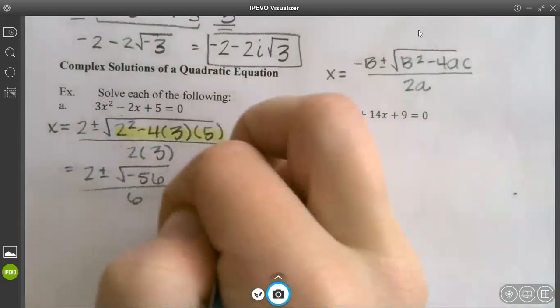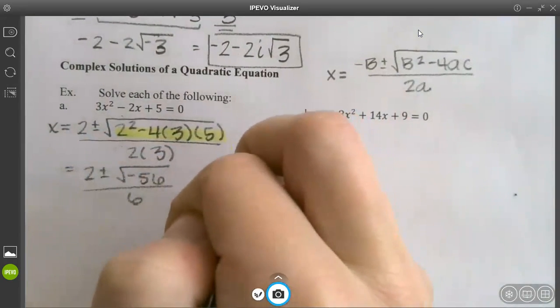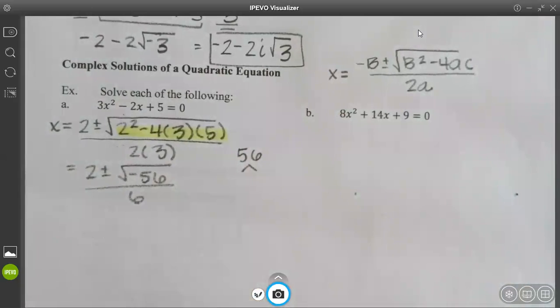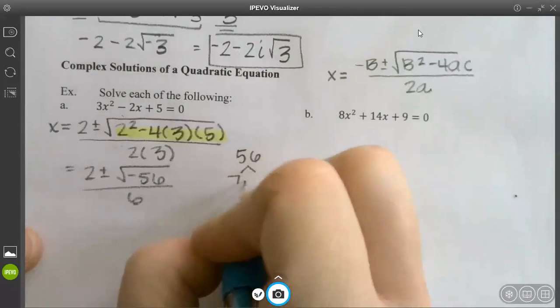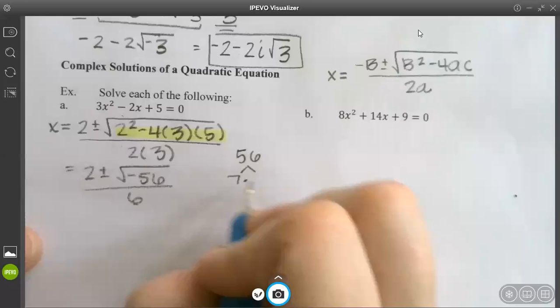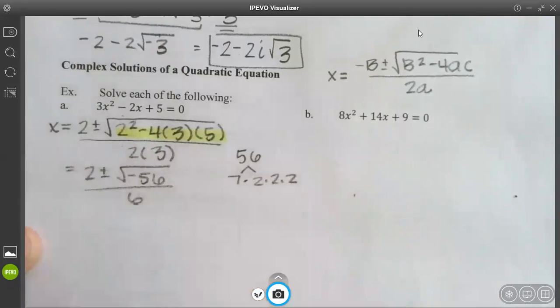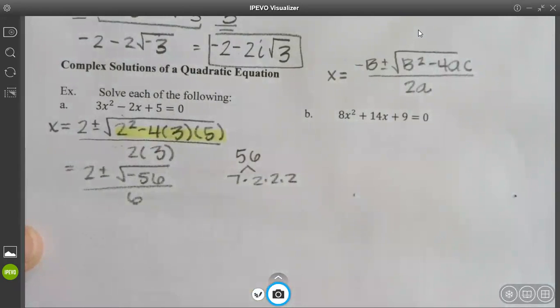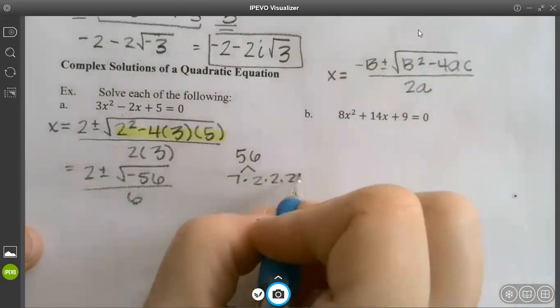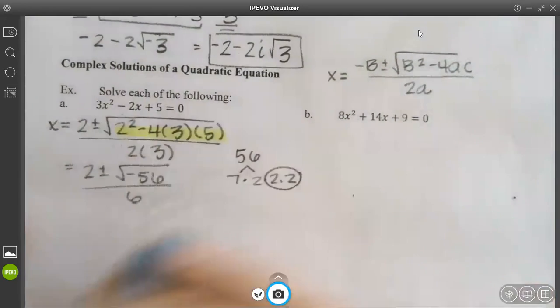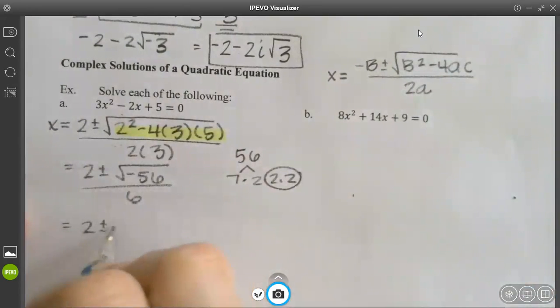We're going to break down that 56, prime factorize. What are your factors of 56? 7 and something. 7 and 8. 8, remember, is going to be 3 2s. 7 will not break down anymore. Do you see pairs? One pair of 2s. So that means I'm going to pull out 1, 2.